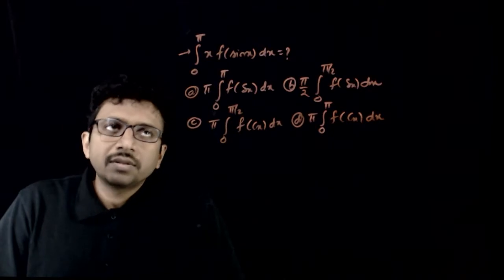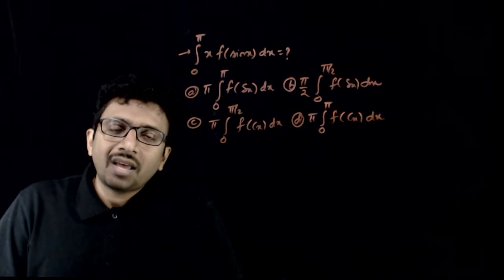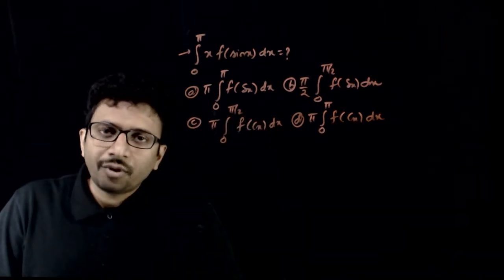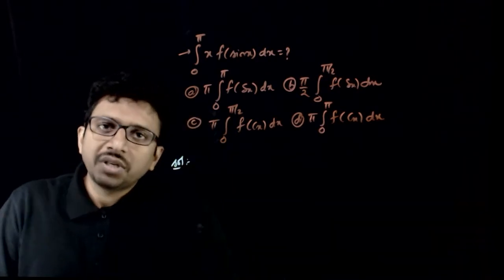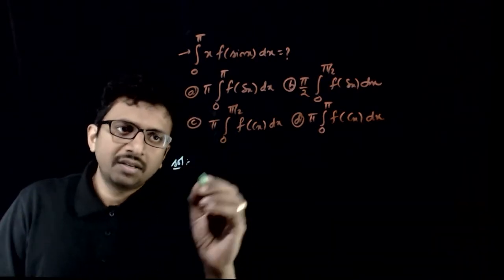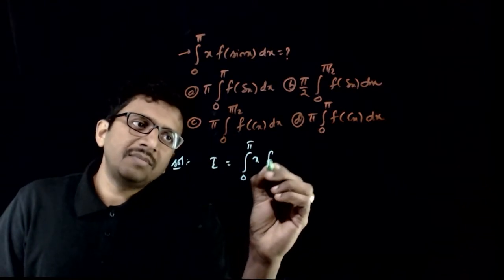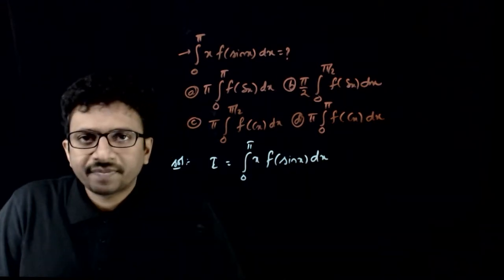So welcome students. In this question, we are given the integration from 0 to pi of x times f of sin x dx is equal to what? You have been given 4 options. First, let us try to simplify this using our properties of definite integral. Let us say that this is I, integral from 0 to pi of x times f of sin x dx.